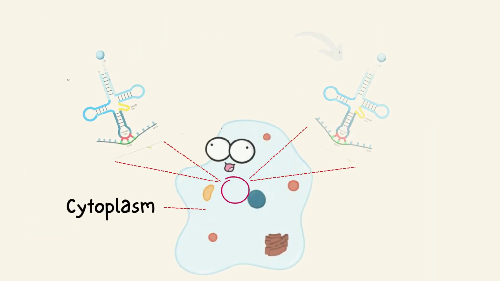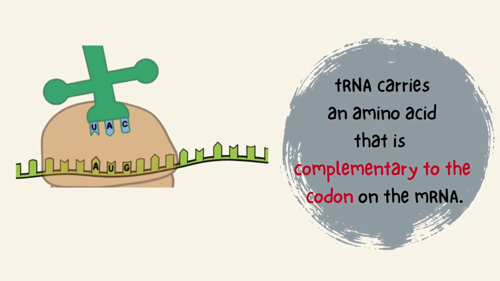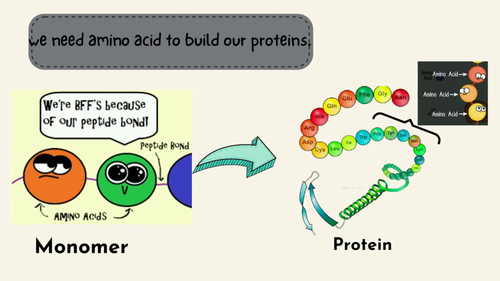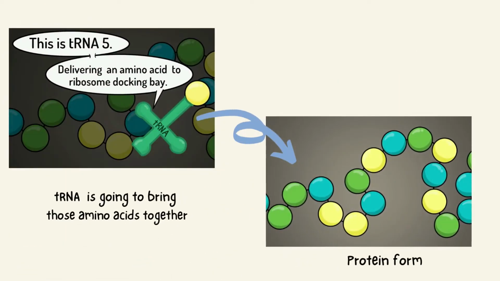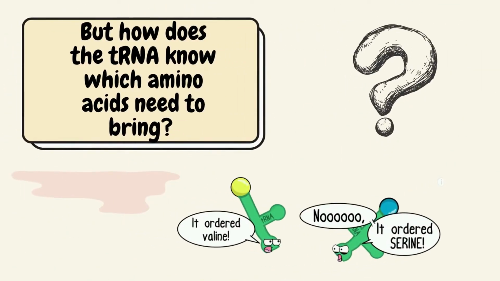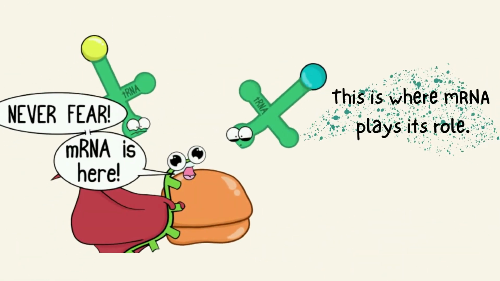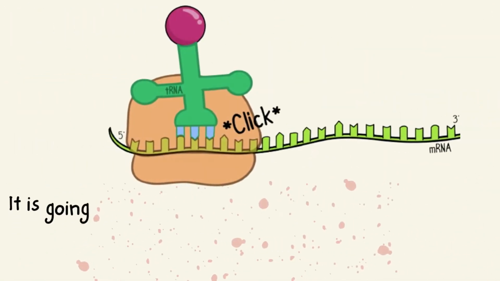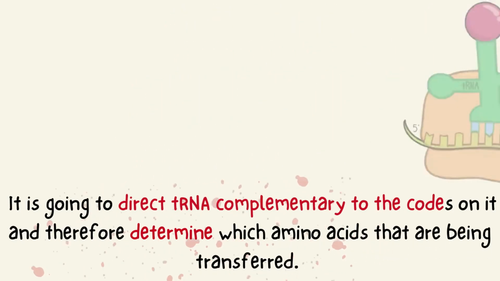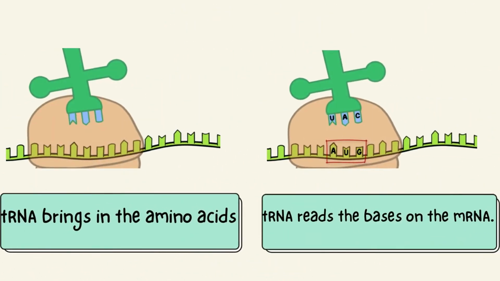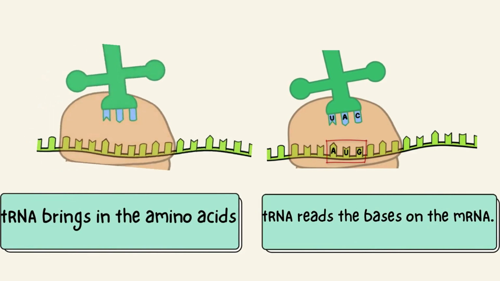In the cytoplasm, we have tRNA molecules. As we mentioned before, tRNA carries an amino acid that is complementary to the codon on the mRNA. An amino acid is the monomer of protein. We need amino acids to build our proteins. So it's the tRNA that is going to bring those amino acids together to make that. But how does the tRNA know which amino acids to bring? This is where mRNA plays its role. It is going to direct the tRNA complementary to the codes on it and therefore determine which amino acids are being transferred.